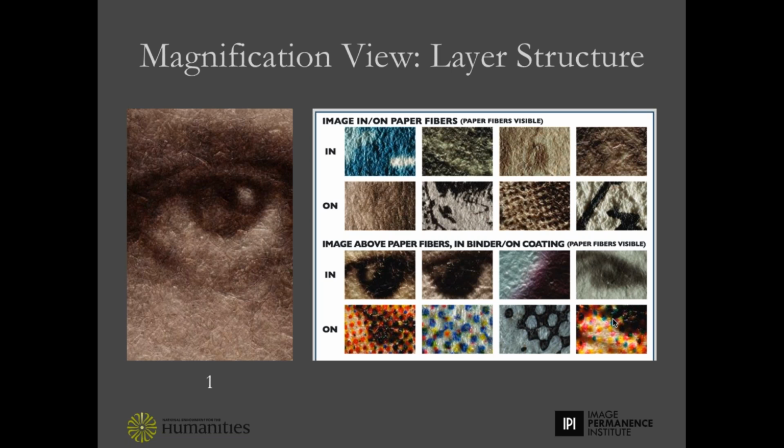This will help. This print number 1 has a binder and the image is above the paper fibers. Again, this is what we call advanced identification. If you're not sure, it's totally okay. This takes a lot of practice. It takes a lot of looking, but trust me, you'll get there.